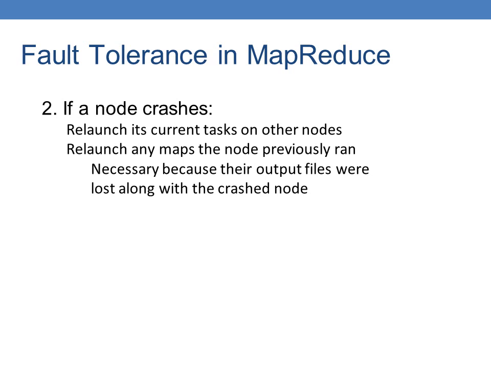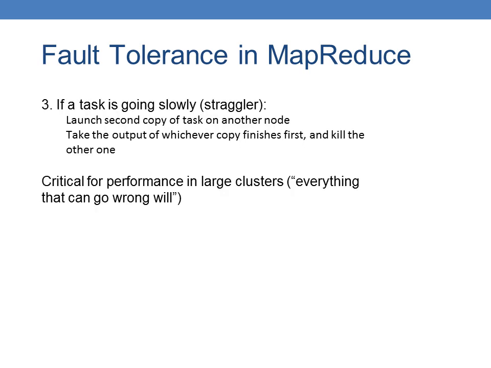Fault tolerance in MapReduce. If a node crashes, relaunch its current tasks on other nodes. Relaunch any maps the node previously ran, and they will relaunch them as they were. This is necessary because their output files were lost along with the crashed node.